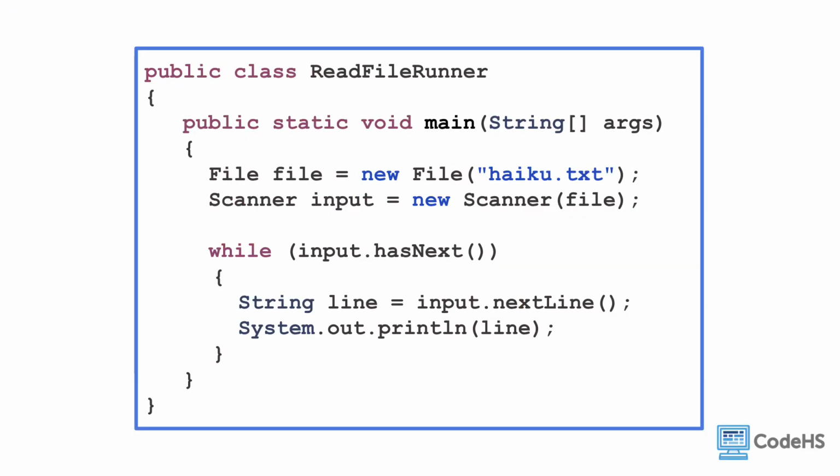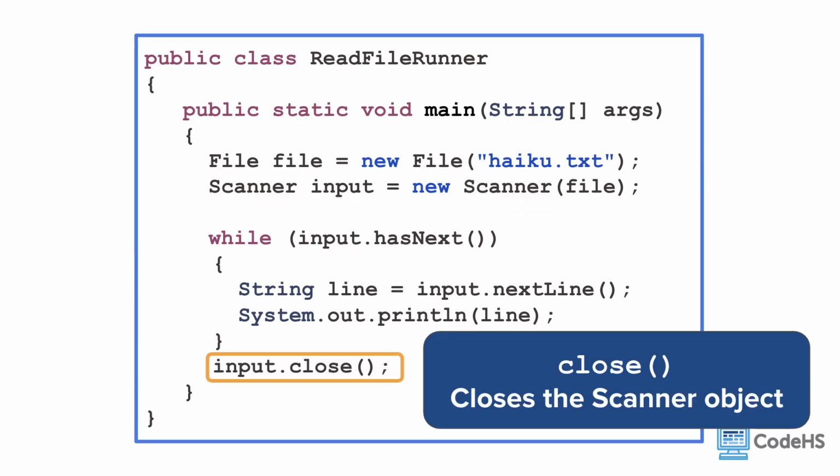So there you have it, the basic structure of reading a file into a program. However, there are just a few more things that need to be added to make this program work. First is the input.close method. You should use this method when you are done reading a file. This closes the scanner object, which frees up memory and external resources.